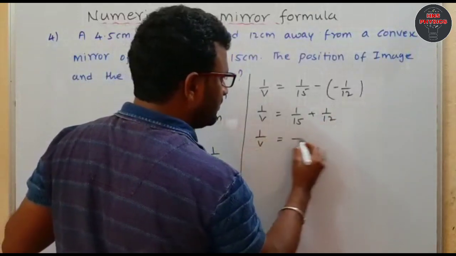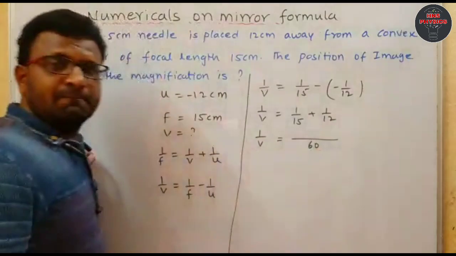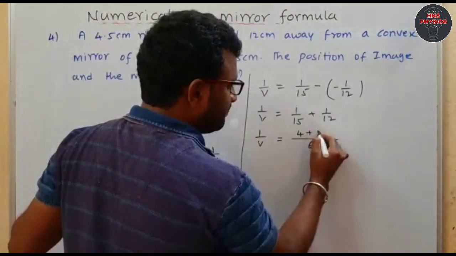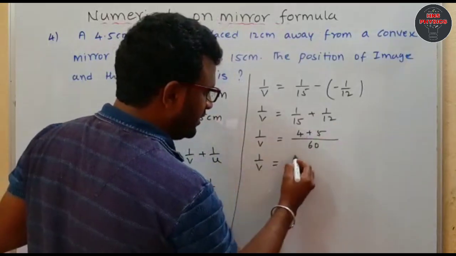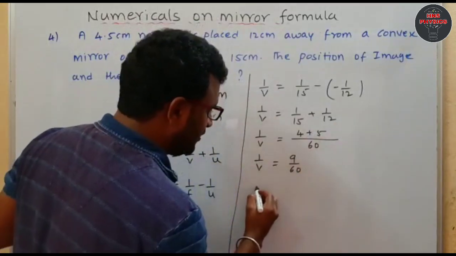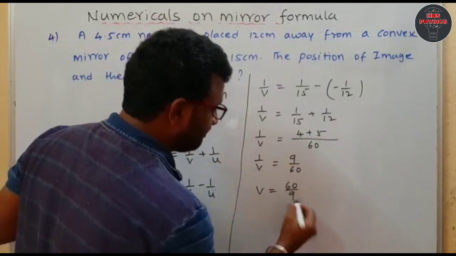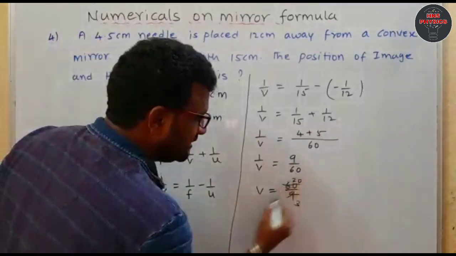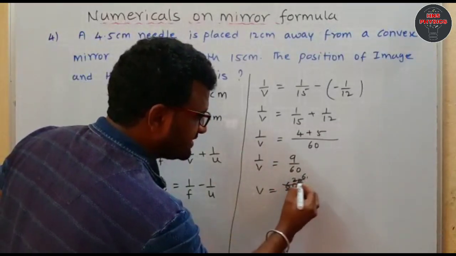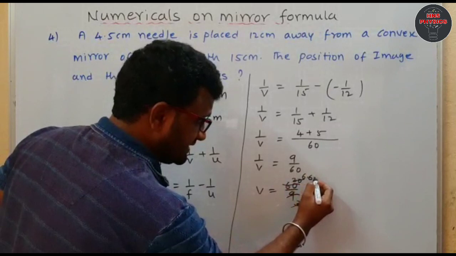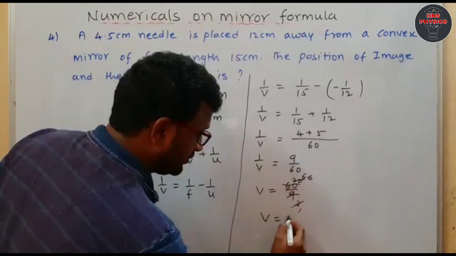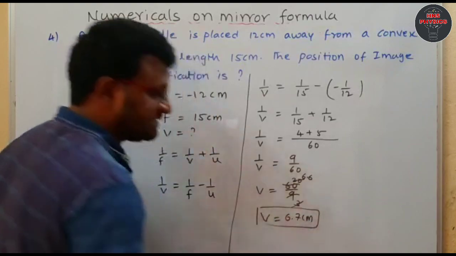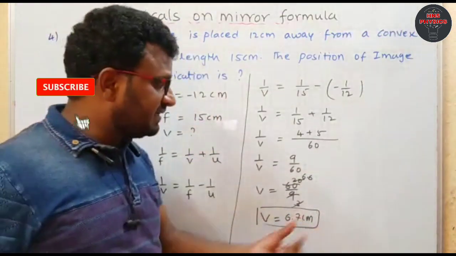So what will come here? LCM. What is the LCM? 60 is the LCM, right? So 15 4s are 60, plus 12 5s are 60. That means 1 by v equal to 9 by 60. Then v equal to 60 by 9, reciprocal. So 3 3s are 9, 3 20s are 60, so 20 by 3, 3 6s are 18, so 6.66 will come. So v is equal to 6.7 centimeter. So this is the image distance. Image distance is 6.7 centimeter.